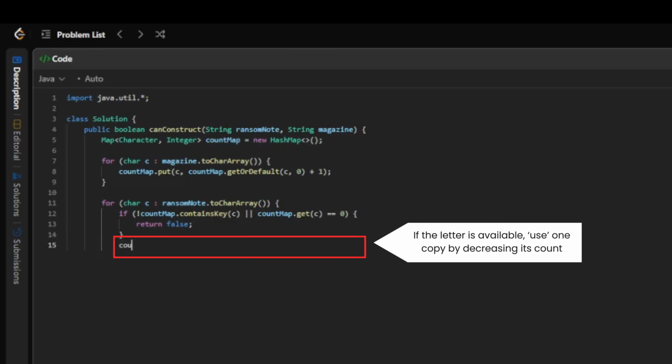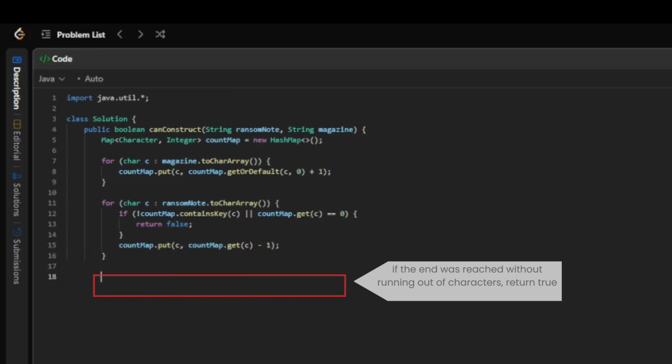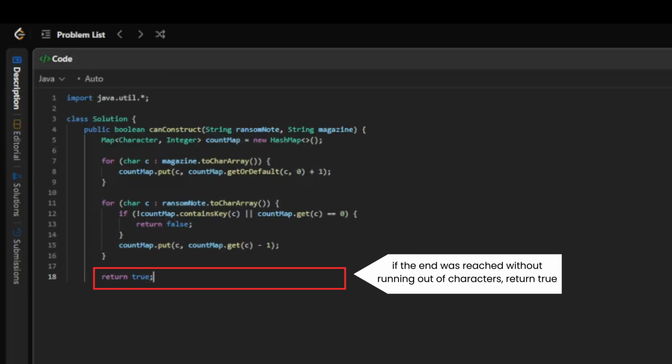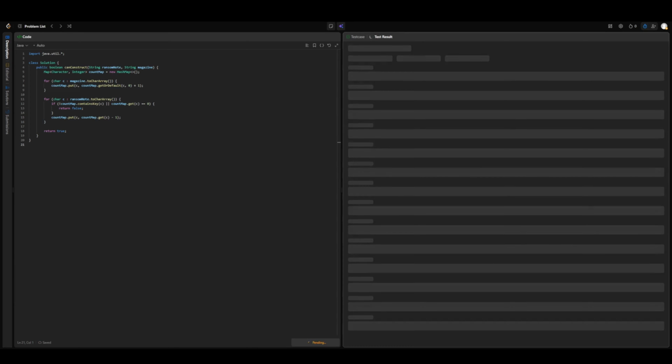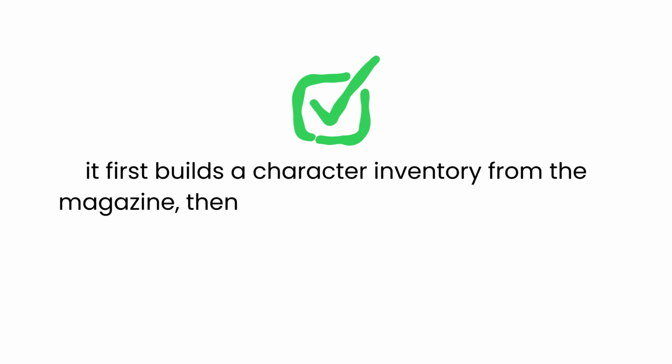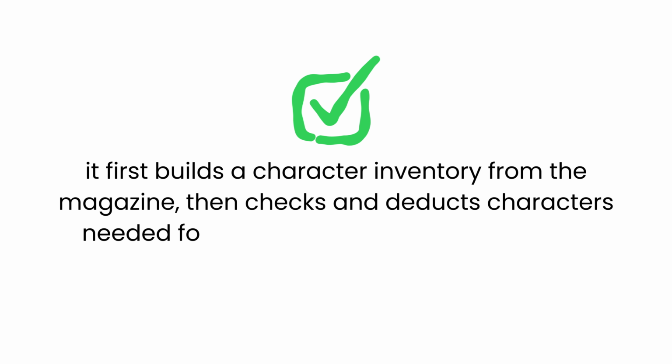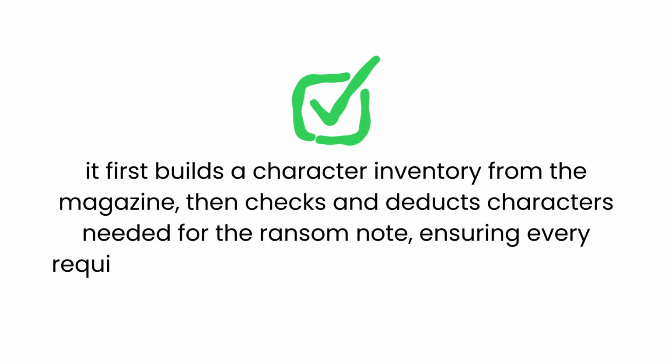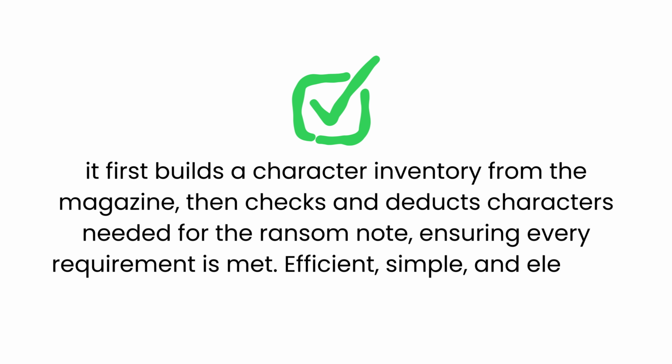If the letter is available, we use one copy by decreasing its count. This simulates taking one letter out of inventory. Since we reach the end without running out of characters, we return true, meaning the ransom note can be constructed. And that's how this algorithm works. It first builds a character inventory from the magazine, then checks and deducts characters needed for the ransom note, ensuring every requirement is met. Efficient, simple, and elegant.